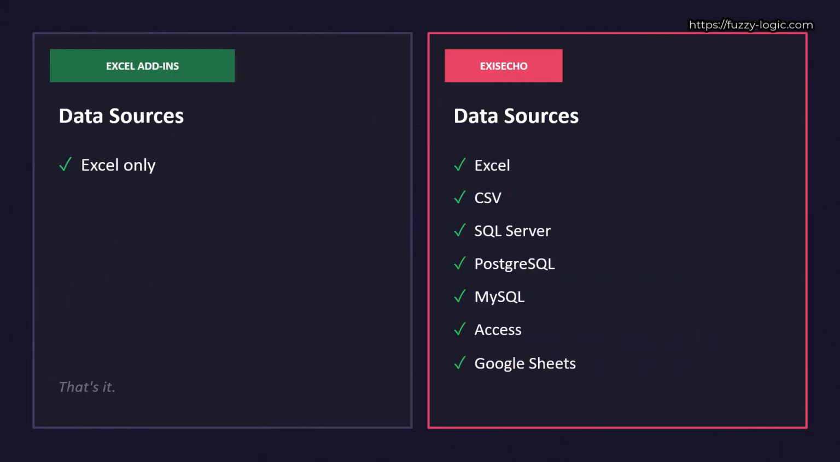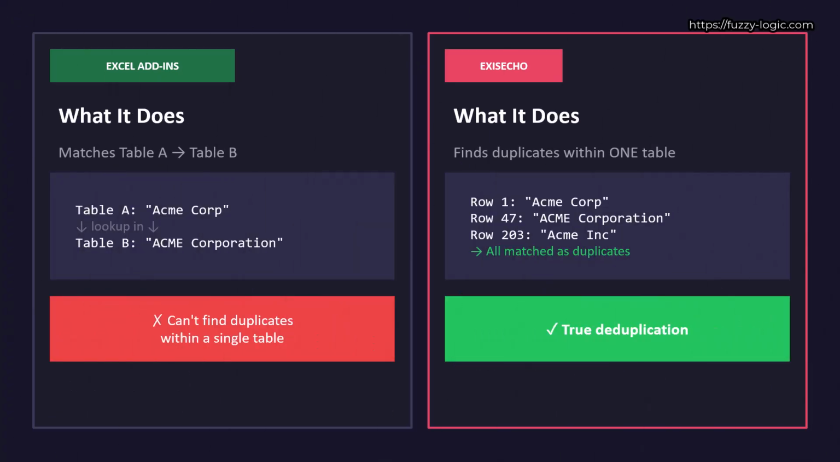Every Excel add-in is stuck inside Excel. ExisEcho connects to Excel, CSV, SQL Server, Postgres, MySQL, Access, and Google Sheets. Here's the big one. Excel Fuzzy add-ins match records between two tables. They're lookup tools. ExisEcho finds duplicates within a single table. That's true deduplication.